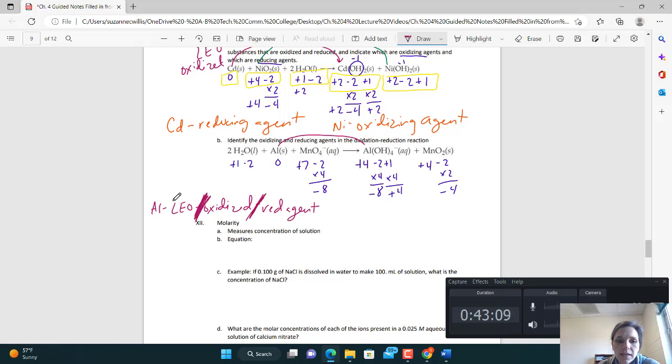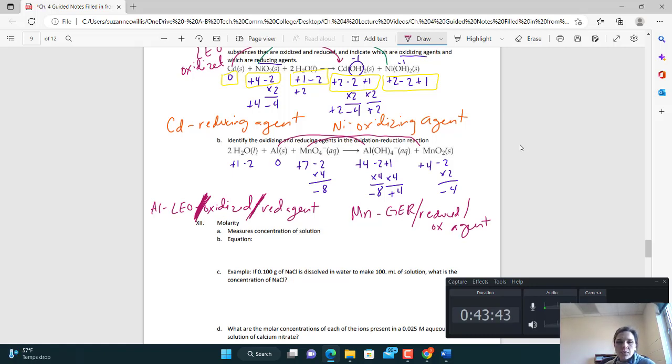See if that makes sense. He lost electrons, so he was oxidized. He's called the reducing agent. Then look at manganese. He's +7 and went down to +4. So since he went down the number line, he must have gained electrons, GER. So he gained electrons, he was reduced, which means he's called the oxidizing agent. Okay.